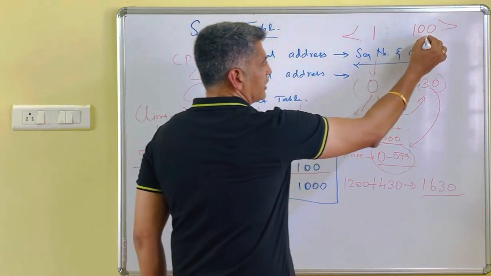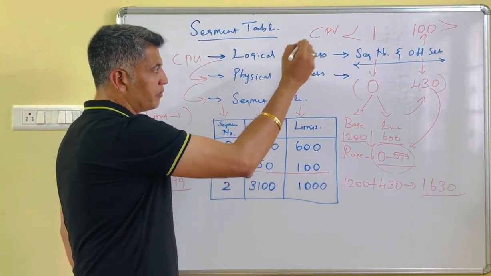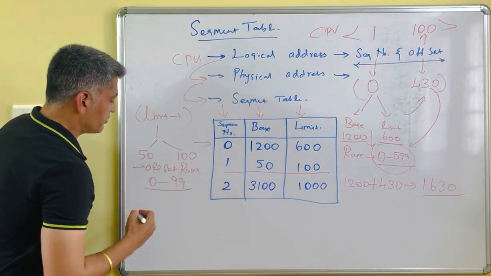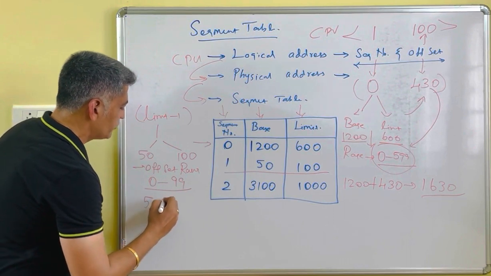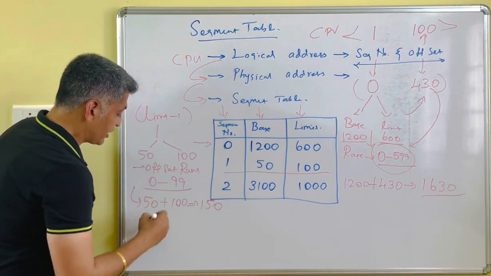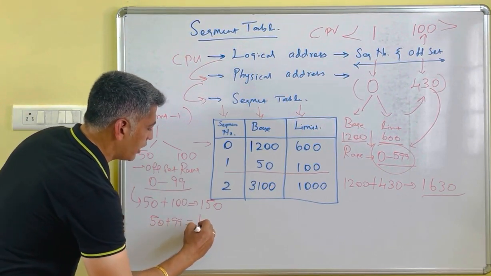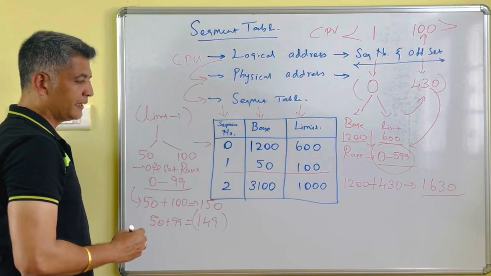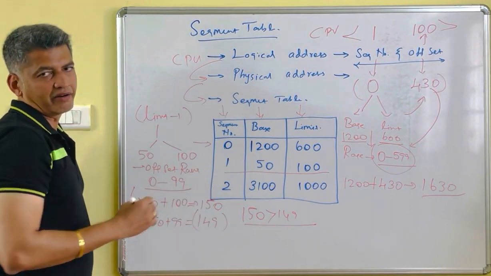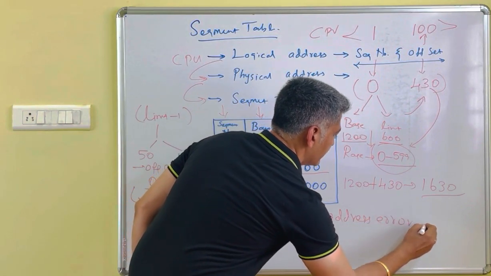But what is my offset value here? The CPU generated segment number 1 and offset 100. My base value is 50 plus the offset value 100, which is 150. But what is actually required is 50 plus 99, so the address must be within 149. Here 150 is greater than 149, so surely there will be an address error.